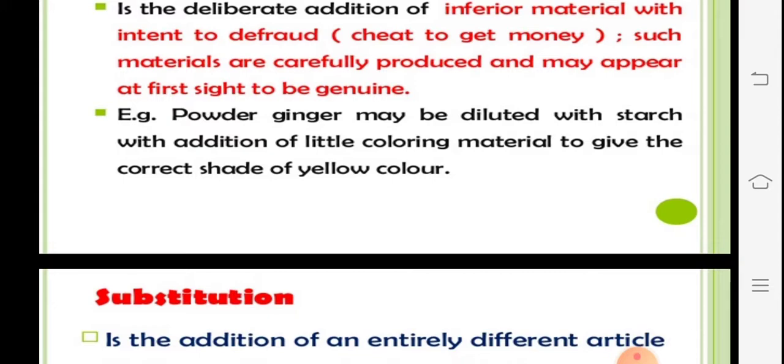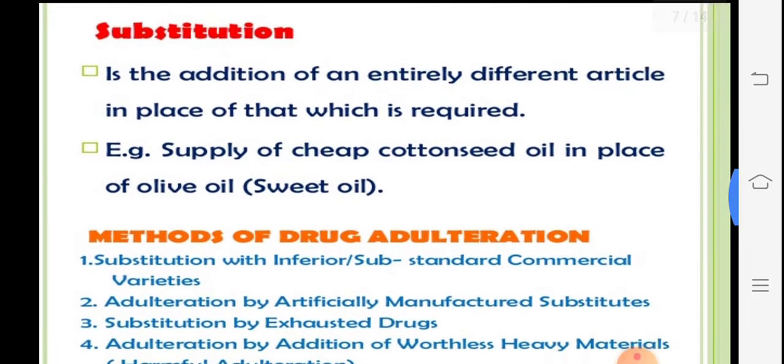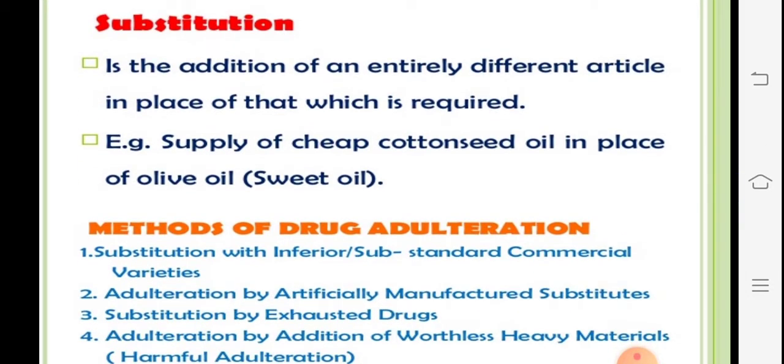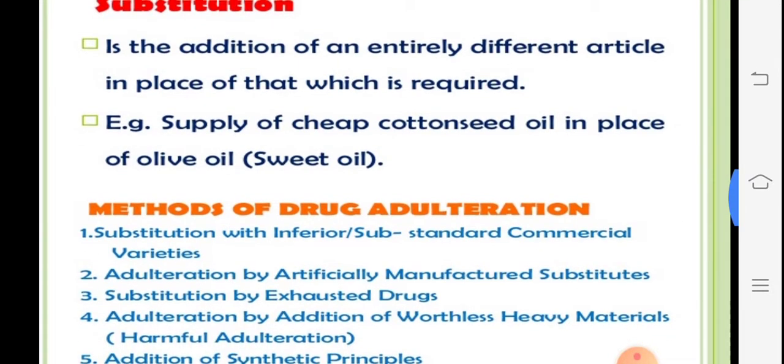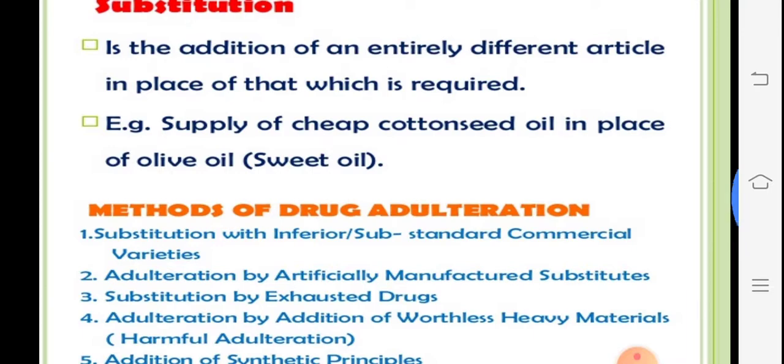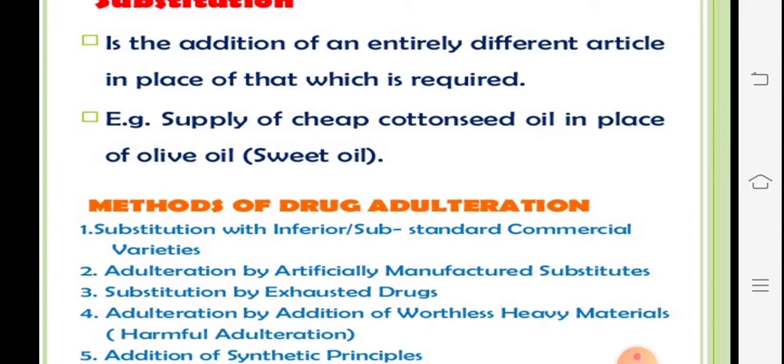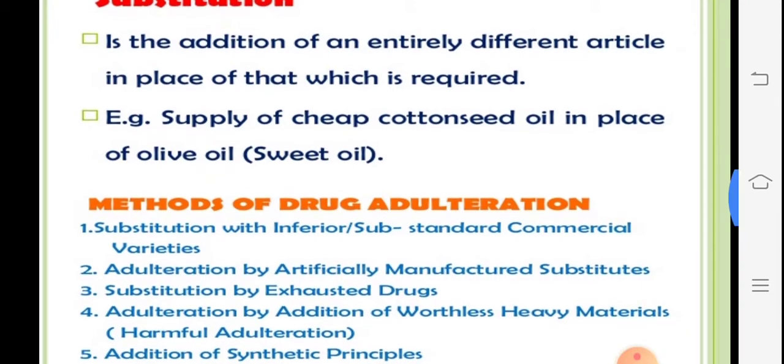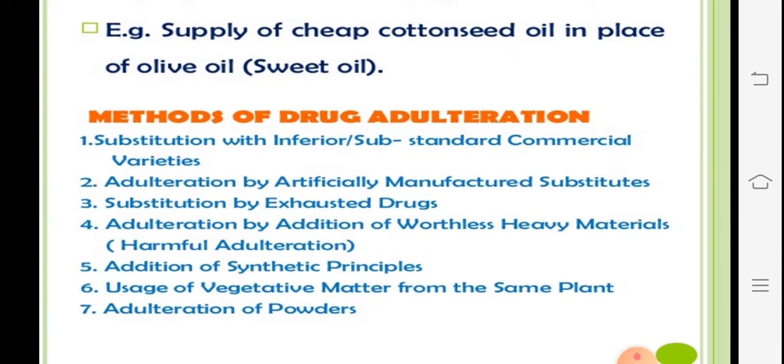So they show the yellow color. Then substitution is the important character. Adulteration means addition and substitution, so it requires a cheap supply of different content. Suppose cottonseed oil is there in the olive oil, sweet oil.